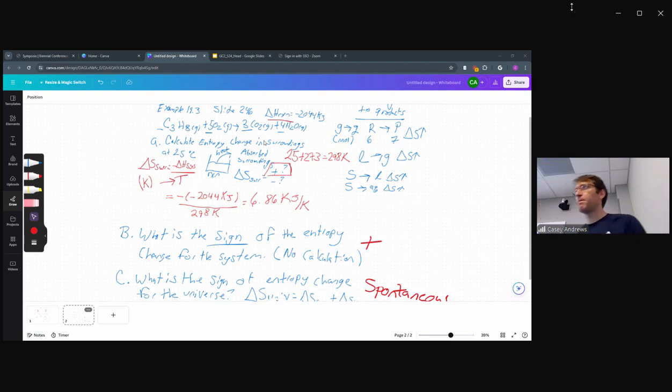Yes. Right, so is the process spontaneous? It's not spontaneous unless I give it activation energy. Once I give it activation energy, yeah, it would be spontaneous. All right, any questions about example 19.3?